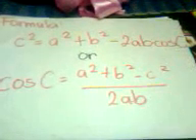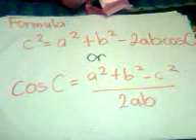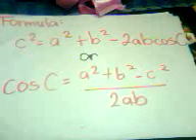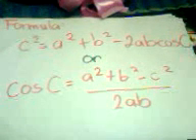The law of cosine, known as the cosine formula or the cos rule, is an extension of the Pythagorean theorem for an arbitrary triangle. The formula of the law of cosine is c squared is equal to a squared plus b squared minus 2ab cosine C, or cosine C is equal to a squared plus b squared minus c squared over 2ab.